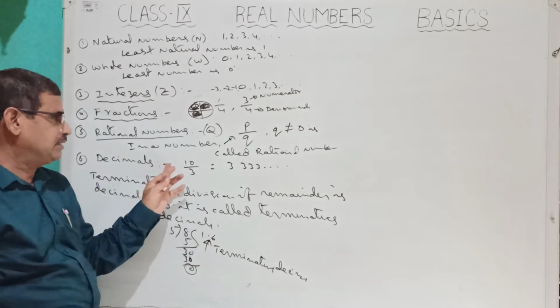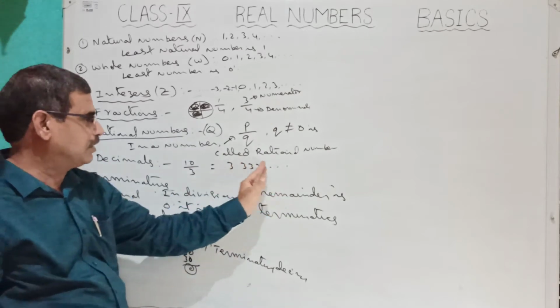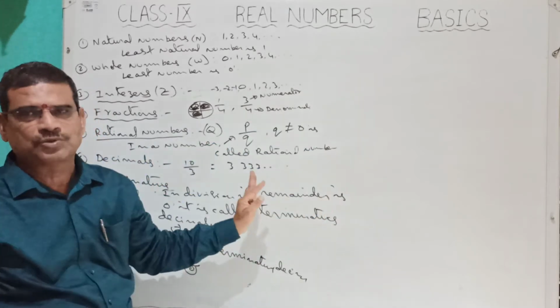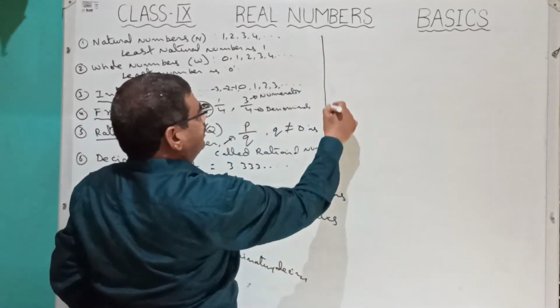See this division, see here, 3.33333 going. Here there is no terminating, the numbers keep coming. So this is called non-terminating. So what is non-terminating?